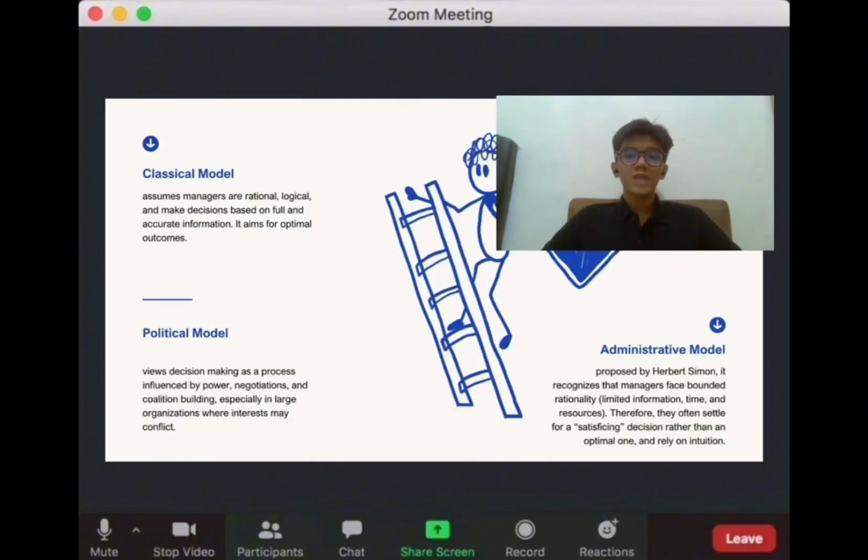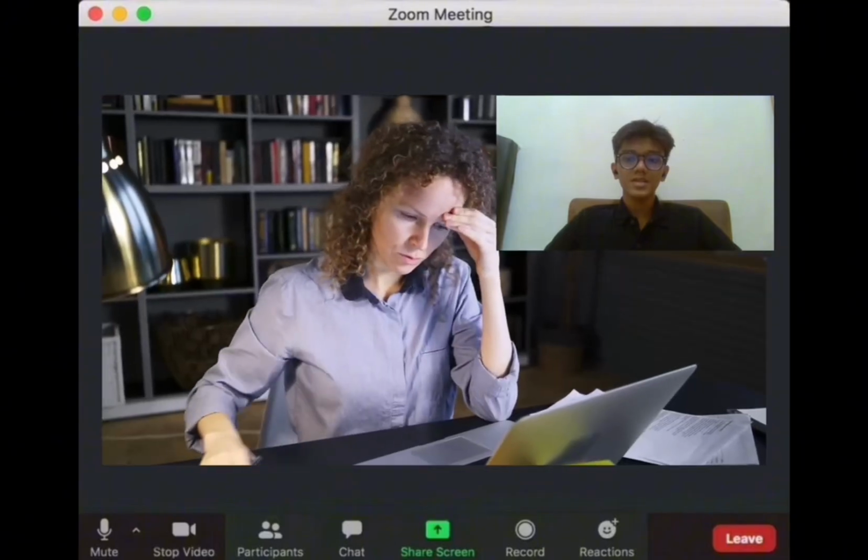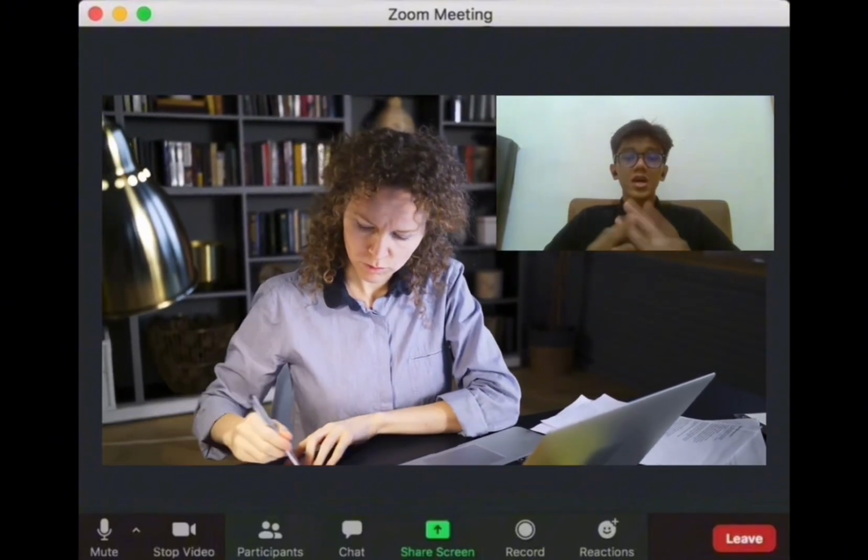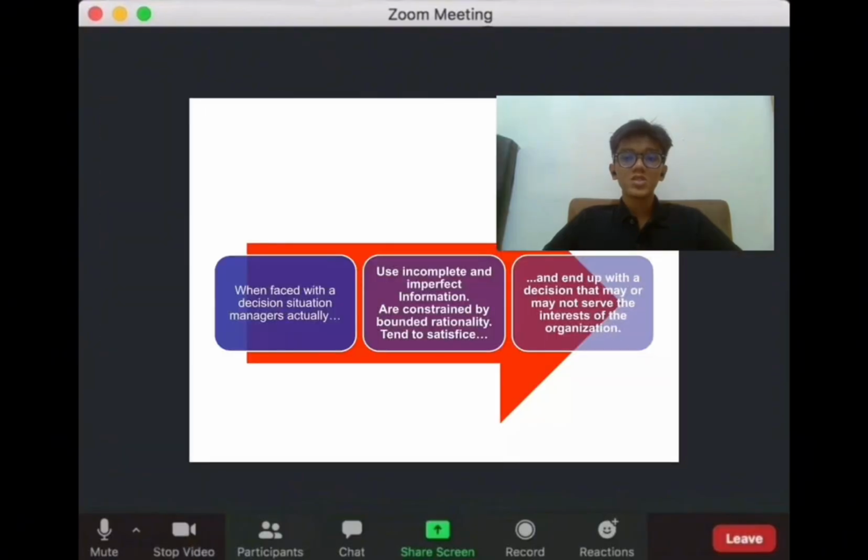The second one is the administrative model. This model was developed by Herbert Simon. It is more realistic than the classical model because it recognizes that managers face limits: limited time, limited information, and limited brain power. Instead of searching for the perfect solution, they go for what is called satisficing, choosing the first option that is good enough. It's practical, but sometimes managers might miss out on better alternatives.